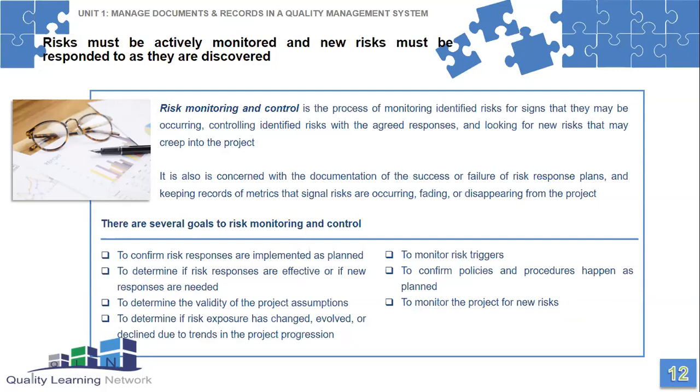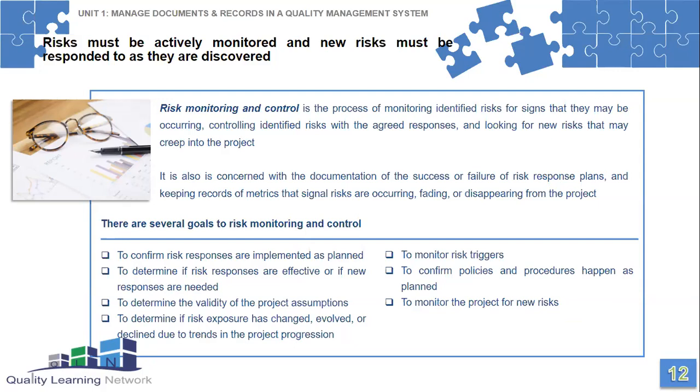So monitoring and controlling constitutes a certain type of action within risk management, right? To confirm risk responses are implemented, executed basically as planned. That's what risk monitoring is all about: to determine if the risk responses are effective or if new responses are needed, to determine the validity of the project assumptions, and to determine if risk exposure has changed, evolved, or declined due to trends in the project projection. So those are quite easy.